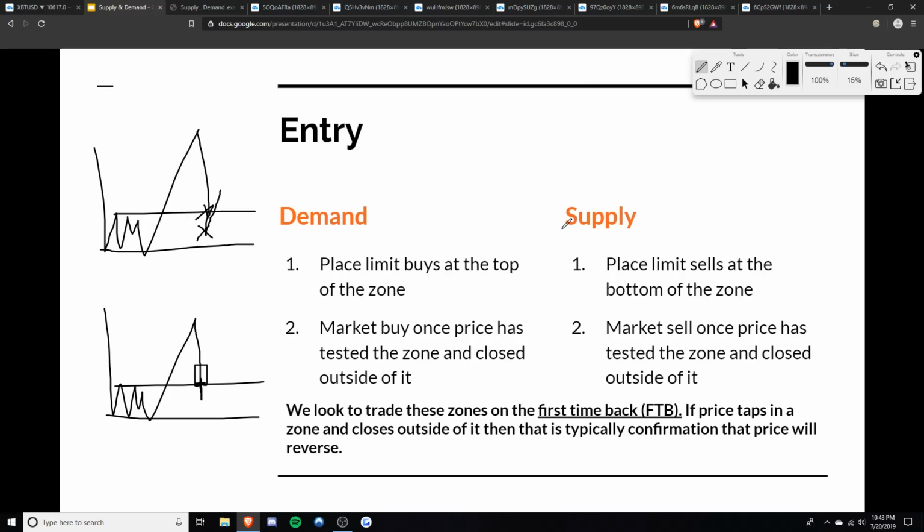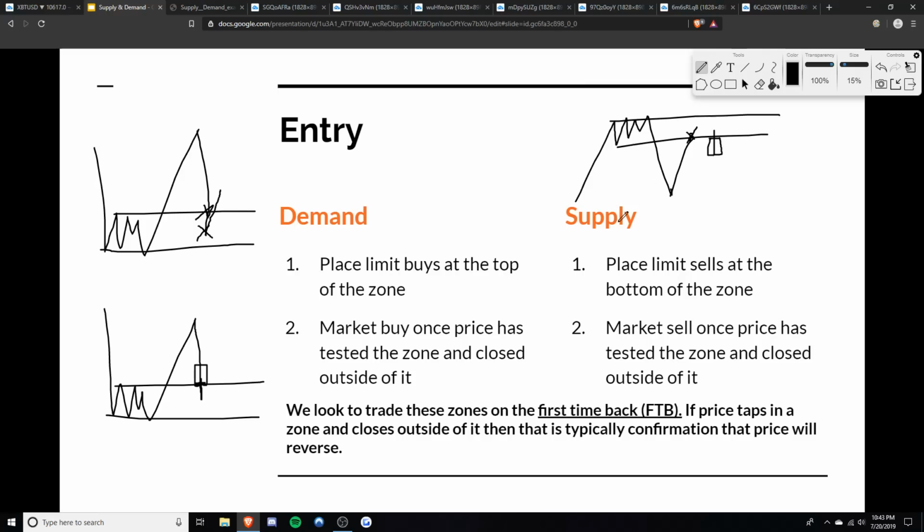And the opposite is true for supply. You can basically have a rally, base, drop. You can have sell orders here for the retest. You get filled with your limit sells, or you can market sell if price comes up, tests it, and closes outside the zone. This is a terrible example, I'm sorry. Something like that, right? You can market sell as soon as that candle closes.